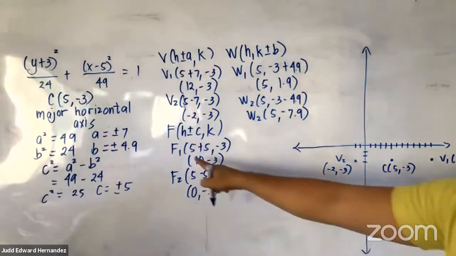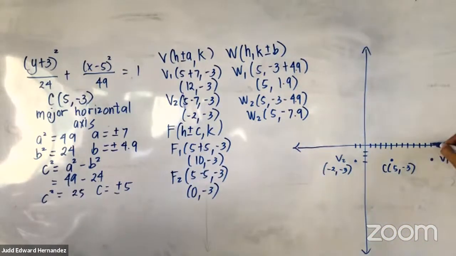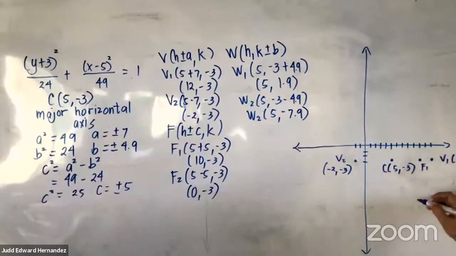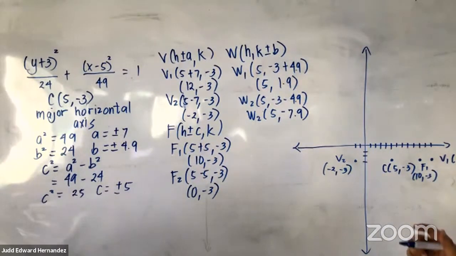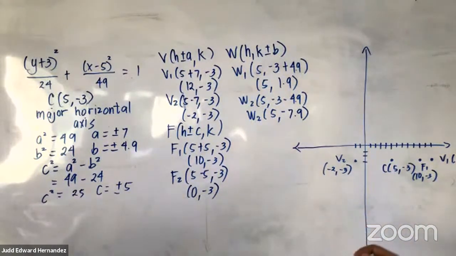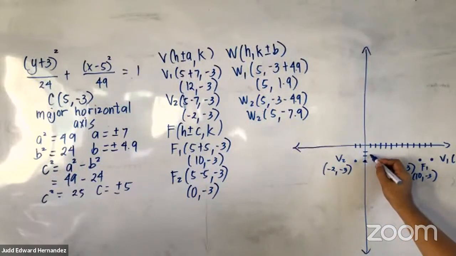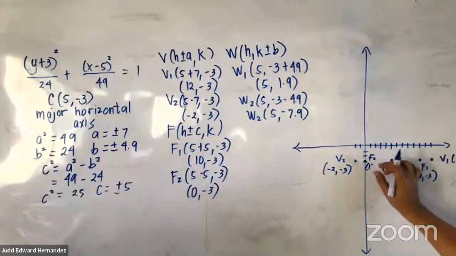Our F1 is 10, negative 3. So this is 12, 11, 10. So this is our F1. And its location is 10, negative 3. How about for F2? Our F2 is 0, negative 3. So this is 0. This is negative 3. Therefore, this is our F2. Its location is 0, negative 3.